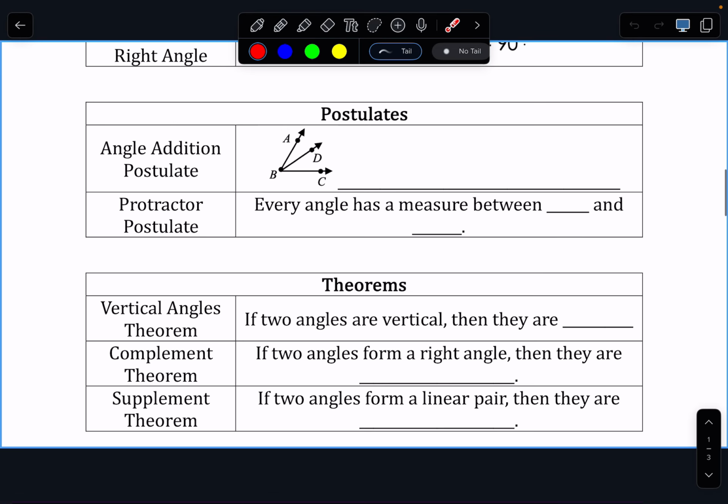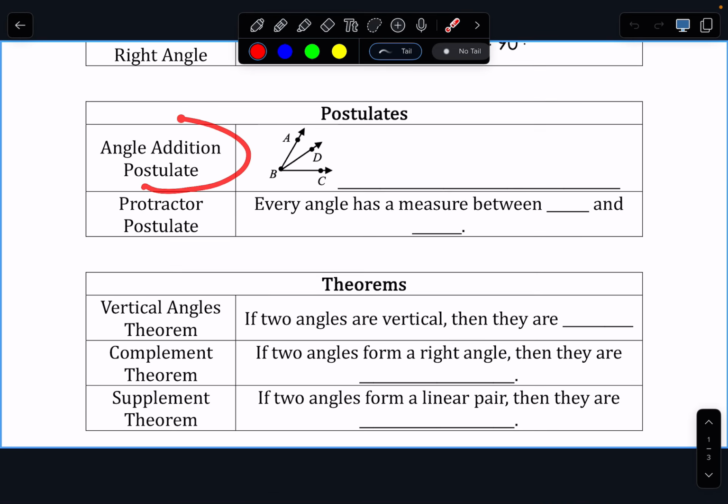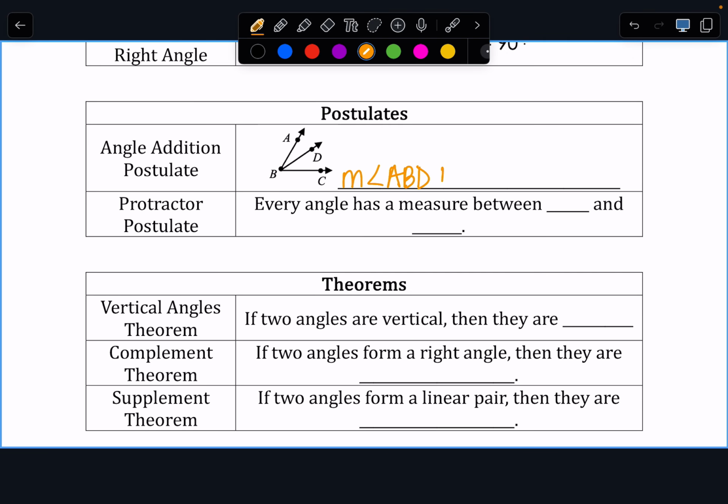Okay. We also have an angle addition postulate. Much like the segment addition postulate, small angle plus small angle equals big angle. So in this picture, the measure of angle ABD plus the measure of angle DBC equals the measure of the whole thing, angle ABC.